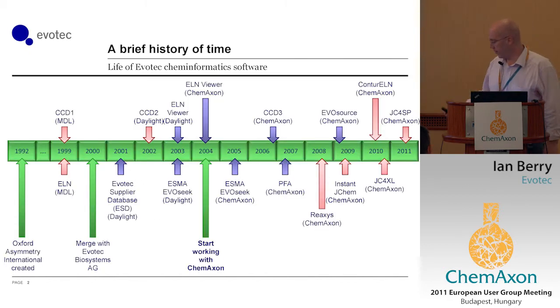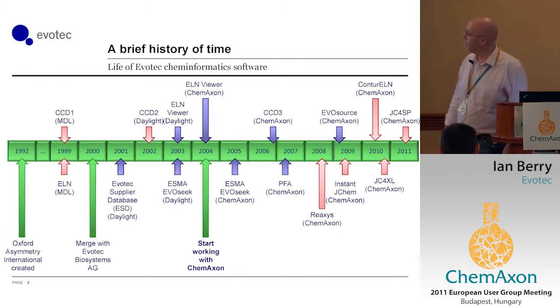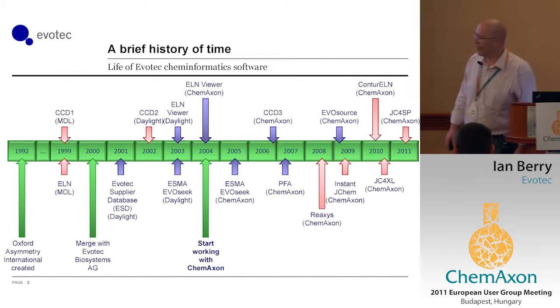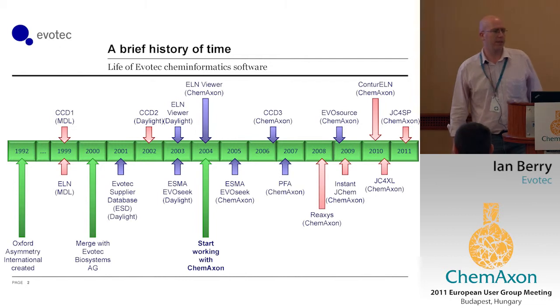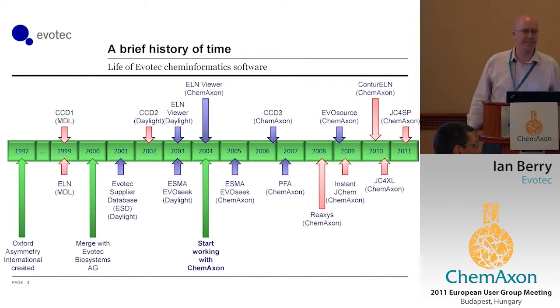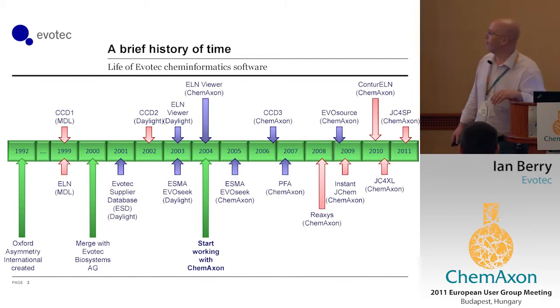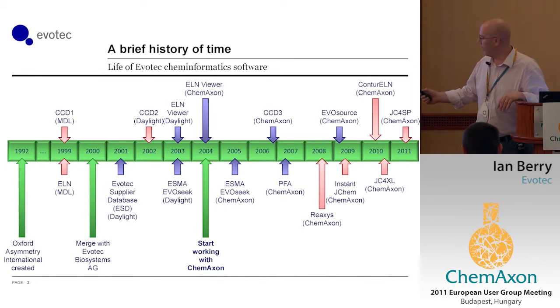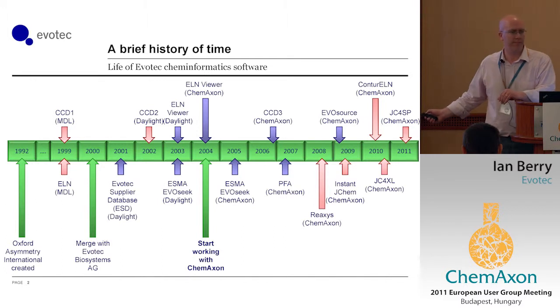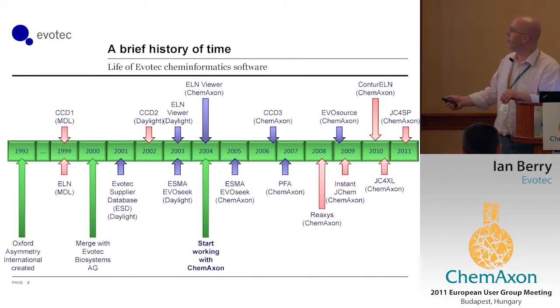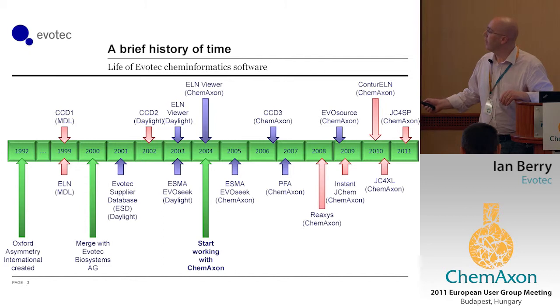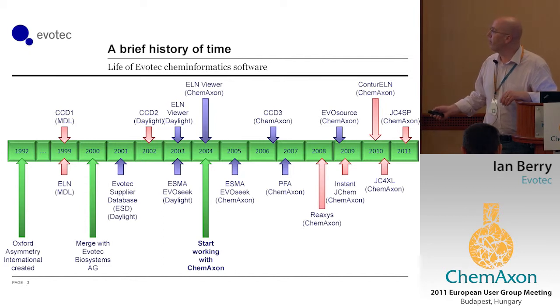So this is a nice little timeline of informatics at Evotec. Evotec was founded probably around 1992 as Oxford Asymmetry International. My colleagues will correct me when I get all the history wrong. In the UK, and Evotec AG or Evotec Systems or something or other in Germany built screening robots. Around the same time, actually, they were formed. But for the chemistry stuff, it's more interesting this way.